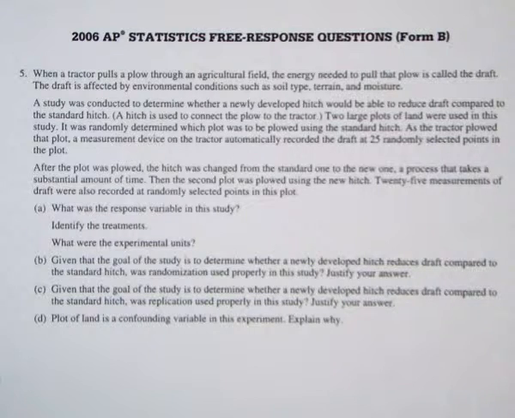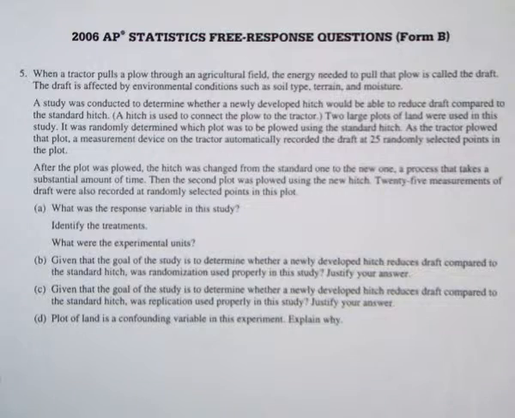Two large plots of land were used in the study. It was randomly determined which plot was to be plowed using the standard hitch. So each hitch got one plot of land. As the tractor plowed that plot, the measurement device on the tractor automatically recorded the draft at 25 randomly selected points in the plot. So the draft is the amount of energy needed to pull the plow through the land.